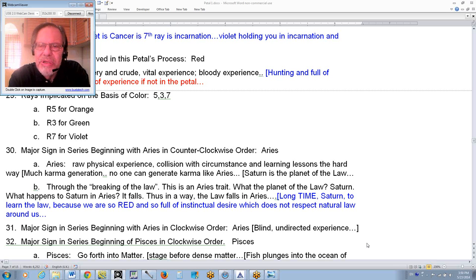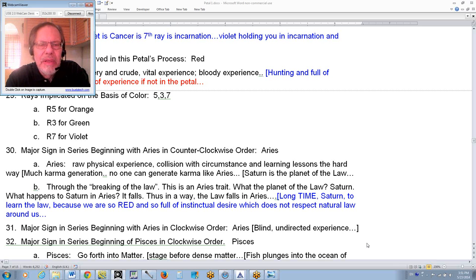Saturn falling in Aries is the planet of the law through the breaking of the law. Now this is an Aries trait, along with Mars. What is the planet of the law? It's Saturn. And what happens to Saturn in Aries? It falls. So, thus, in a way, the law falls in Aries. It takes a long time, Saturn, to learn the law because we are so red, so full of instinctual desire, which does not respect natural law around us. Well, we don't even know what it is. So we test our boundaries, and the law holds firm, and we suffer.